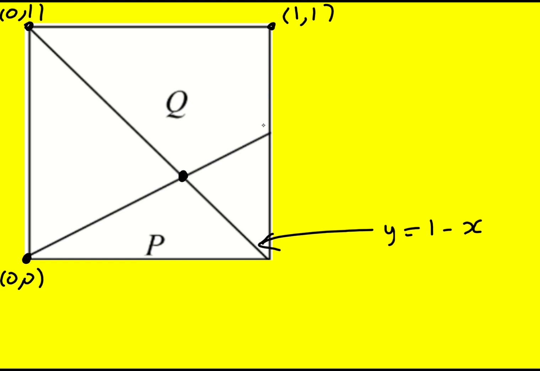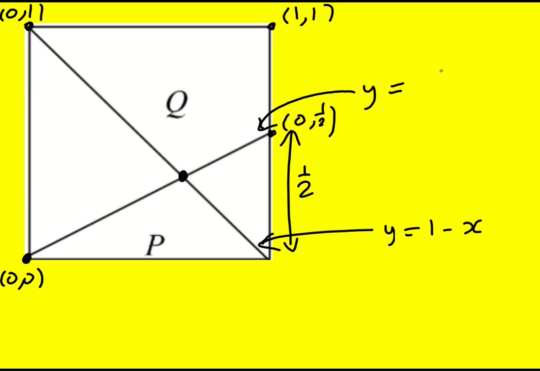Brilliant. This one here, the y-intercept is now 0. The gradient's going to be a half because I'm going along 1 and up a half. Remember, this is the midpoint. This distance is a half. 0, a half. Therefore, y is a half x.